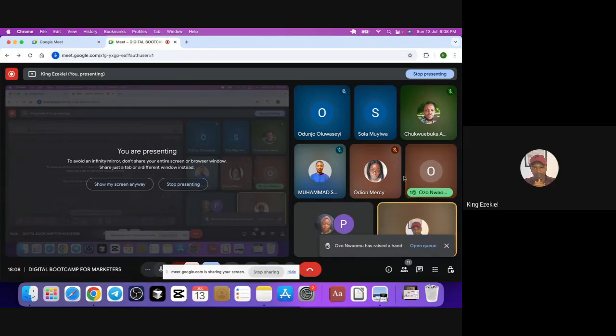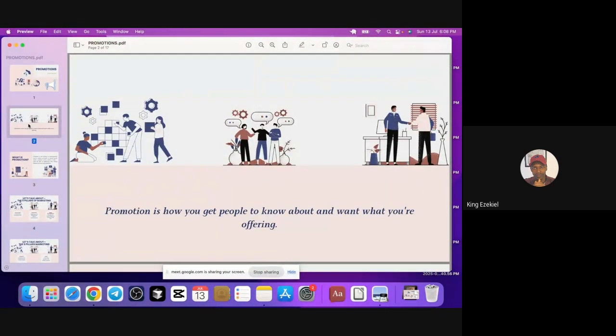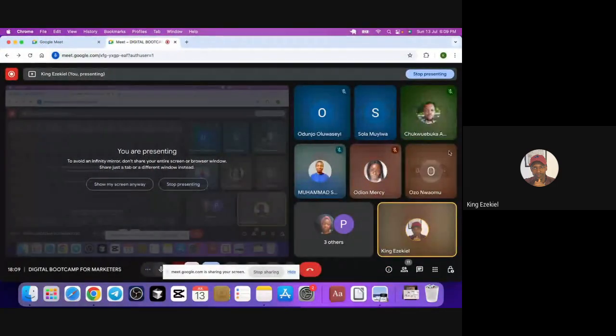All right. Everyone has tried and done a wonderful job. But I like to simplify things. So I say promotion is how you get people to know about what you're offering, and you get them to want it. So promotion is simply how you get people to know about and want what you're offering. Very, very simple, right? That is the simple definition.